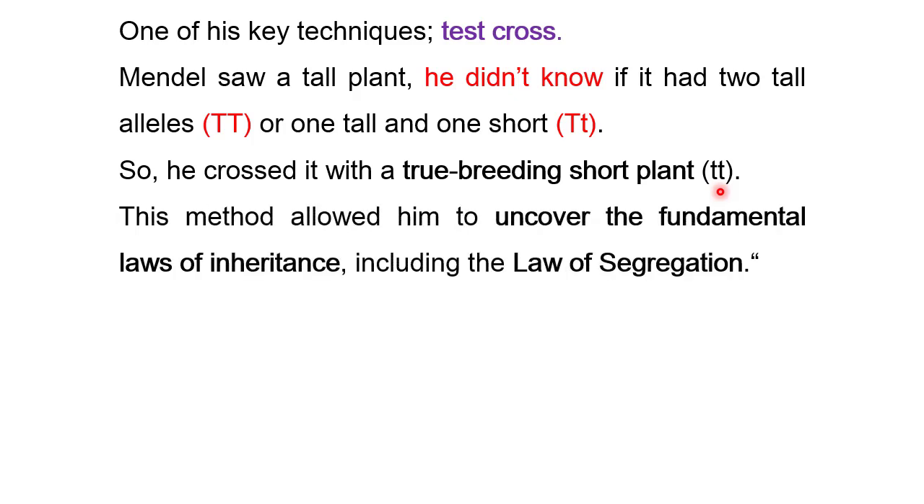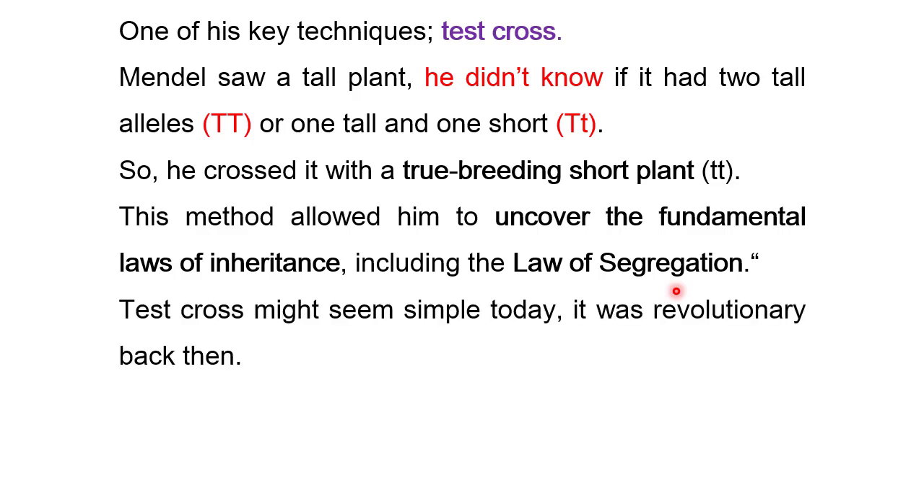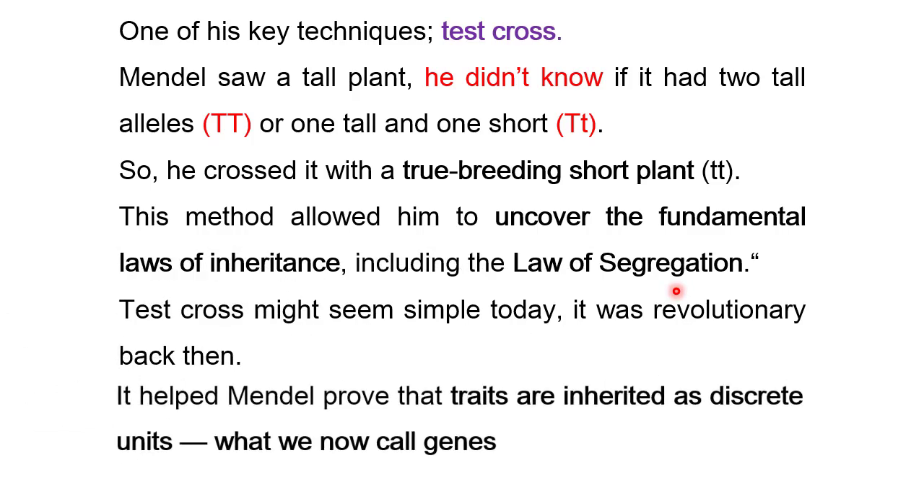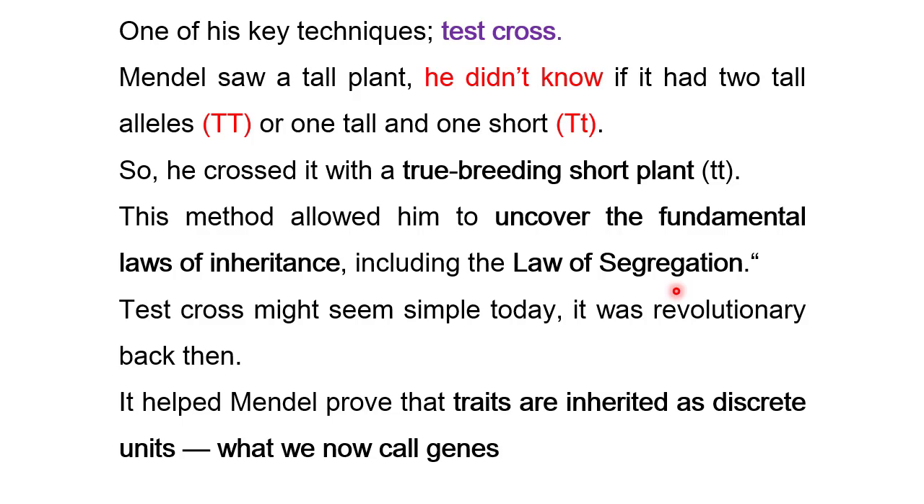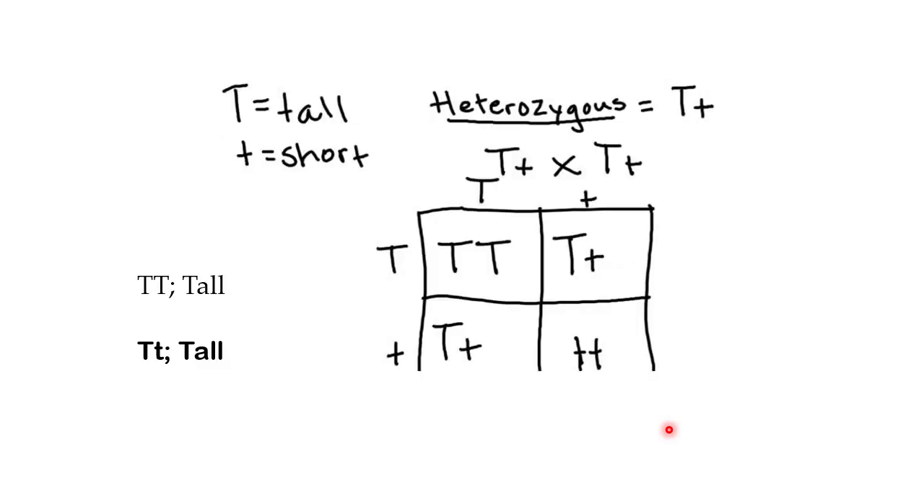Now this method of the test cross allowed him to uncover the fundamental laws of inheritance, including the law of segregation. And the law of segregation, we have already seen in the course, what it actually means. The test cross might seem simple today because we get the idea of how it works, but back then it was a revolutionary idea. And this revolutionary idea helped Mendel prove that traits are inherited as discrete units, what we now call genes.